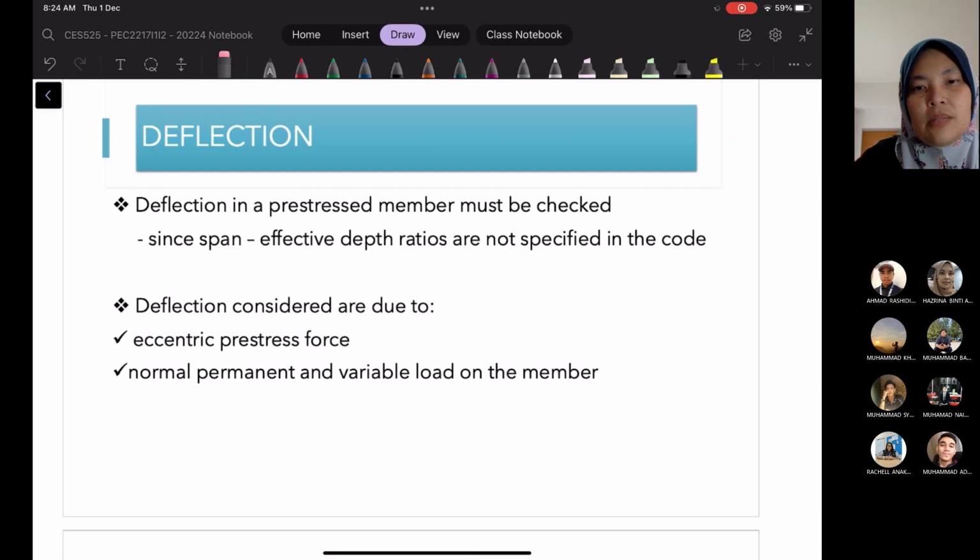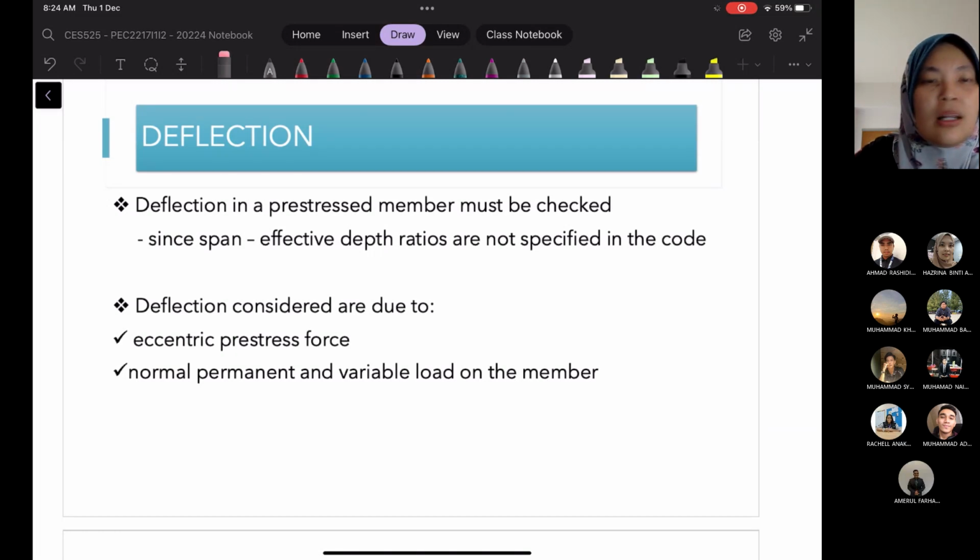Deflection in a pre-stress member must be checked since the span over effective depth ratios are not specified in the code. In RC design we have the allowable L over D. However, when we talk about deflection in a pre-stress member, we have to calculate the value of the deflection in particular, meaning how much it deflects. So how much is the deformation in our beam that we have to cater for inside our beam.